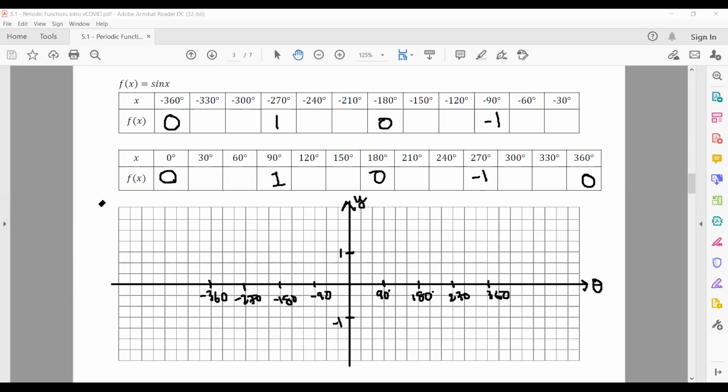Okay. Let's see how much you remember of your special triangles now. Oh, you know what? Hold that thought. Let's draw it in. 0, 90 gives me 1, 180 gives me 0, 270 is -1, and 360 is 0. And going backwards, -90 is -1, -180 is 0, -270 gave me this, and -360 gave me that.